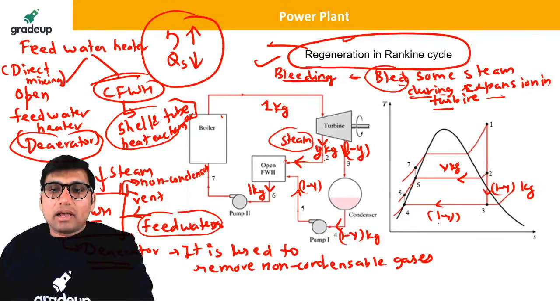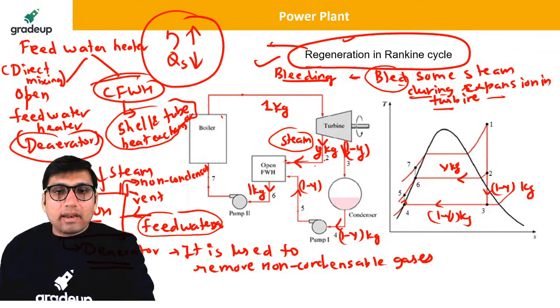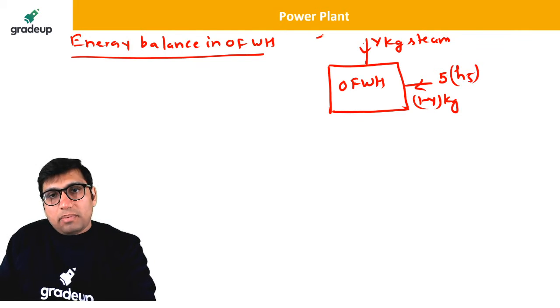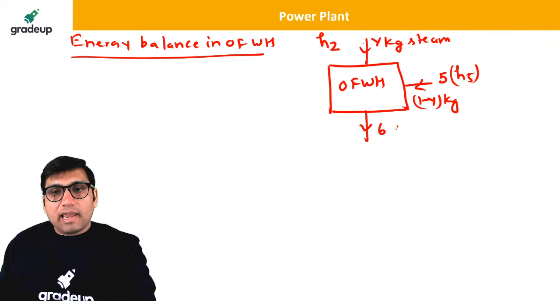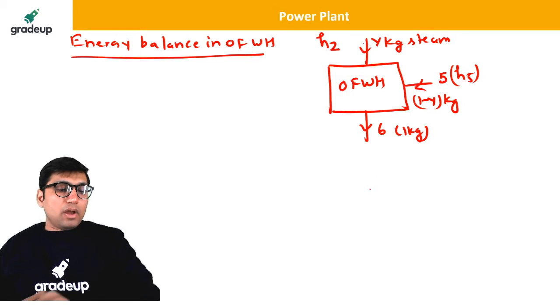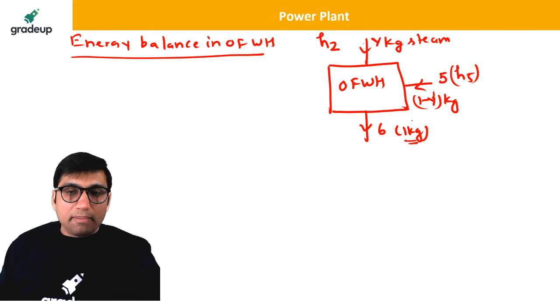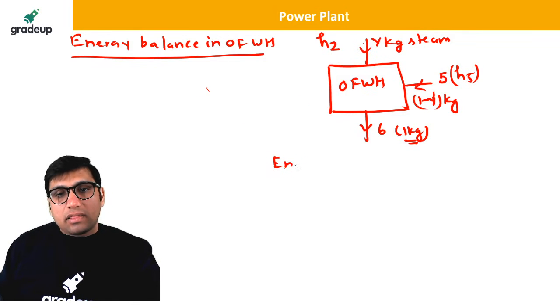Again 1 minus y kg will come here. Again 1 minus y kg will come here. So 1 minus y kg steam will be sent at state 5, having enthalpy H5. This will have enthalpy H2. And here you will be getting state 6. At state 6 you will be getting 1 kg of steam after mixing. So by the law of conservation of mass, y kg steam will mix with 1 minus y kg to give you 1 kg back.